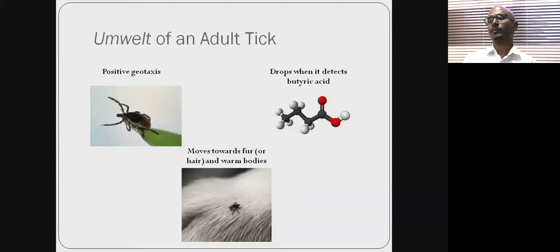Once it gets the smell of butyric acid, it just jumps onto them, and then it finds warmth. It moves towards the hairless part and then starts sucking blood. So from a tick's point of view, it is able to perceive butyric acid, it's able to perceive warm bodies, and it's able to perceive an area which is hairless. And what does it do? It moves towards it and then starts sucking blood. So you can see that there is a perception component to the tick's life, and there is an action component to the tick's life. That is how it acts.